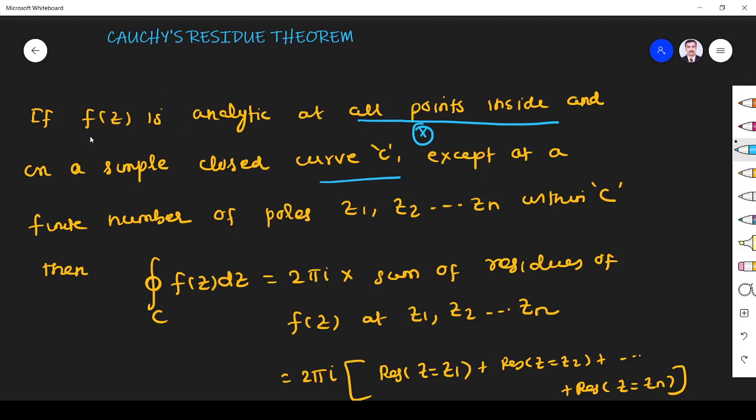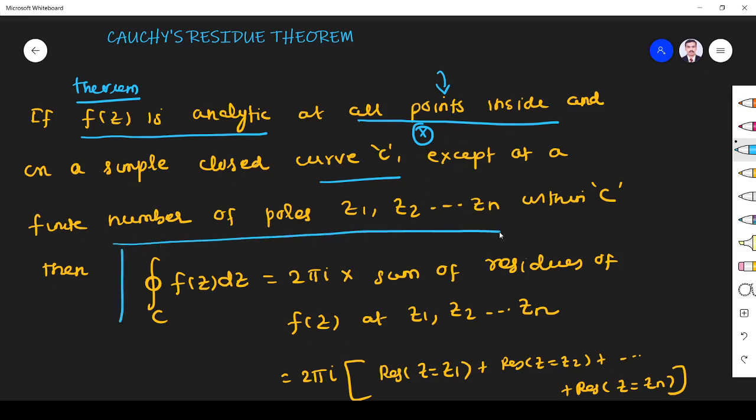So first thing is f of z is analytic, so this is the condition. This is a theorem, right? In the problem, all the f of z they give is analytic only, and we have to check whether the points are lying inside the circle or inside the curve or outside the curve, right? So that is very important. This equation represents Cauchy's residue theorem.